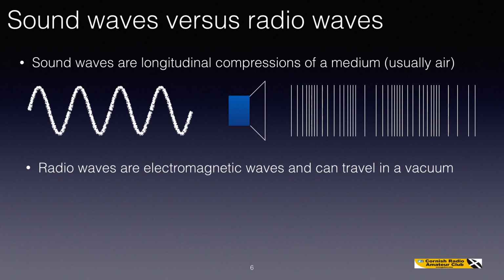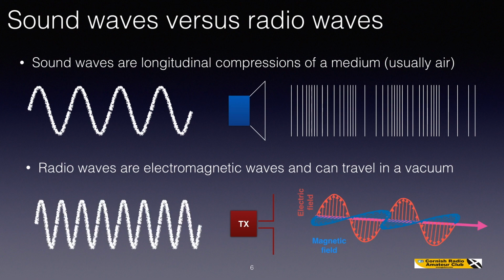Radio waves are electromagnetic waves and can travel in a vacuum. If we replace our speaker with a transmitter and an antenna and apply a higher frequency radio signal, we get an electromagnetic wave coming out. This isn't compressions of a medium. This is an electric field and magnetic field travelling out from the antenna at the speed of light. And this is a fundamental difference between the waves.